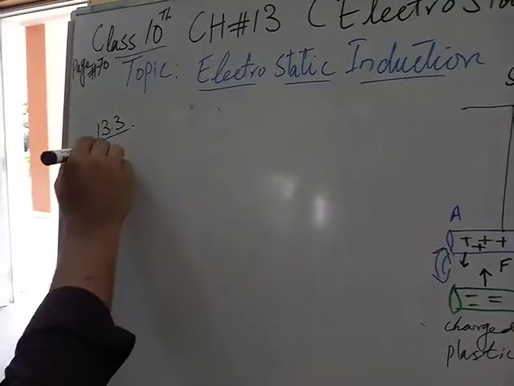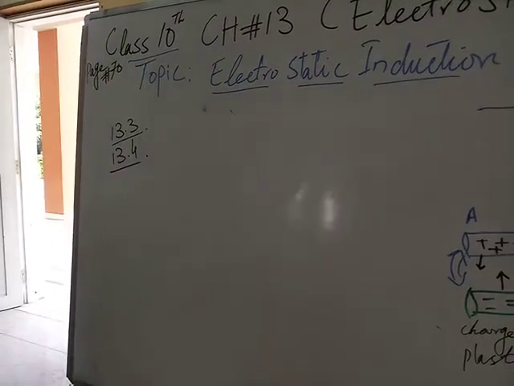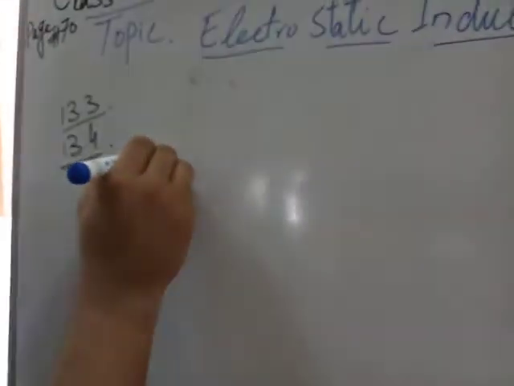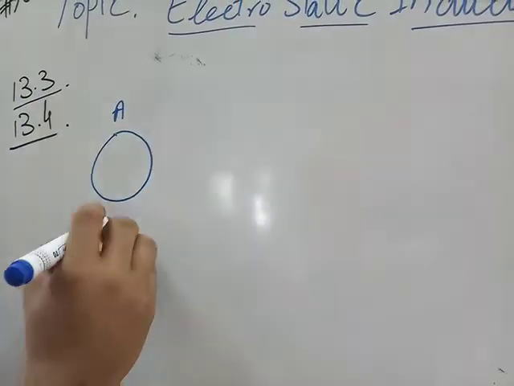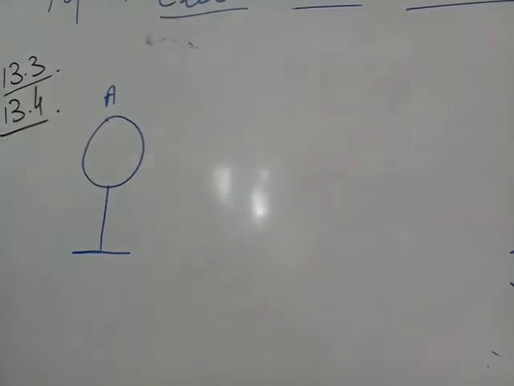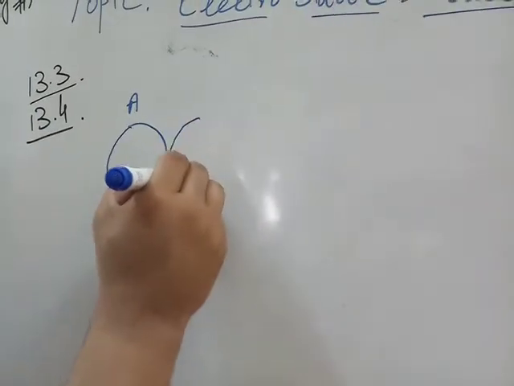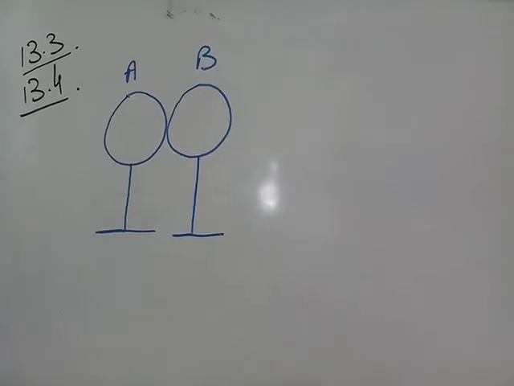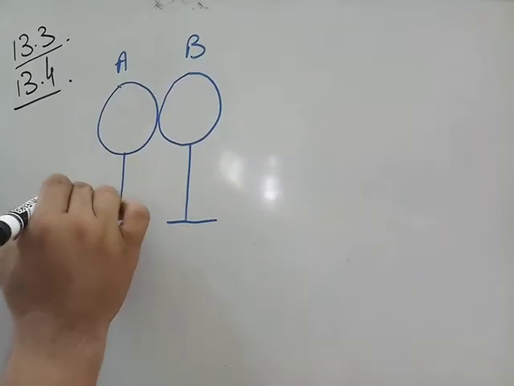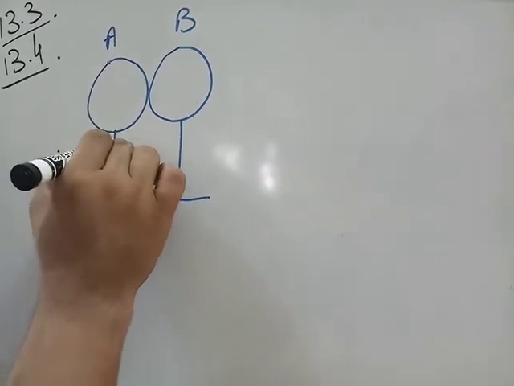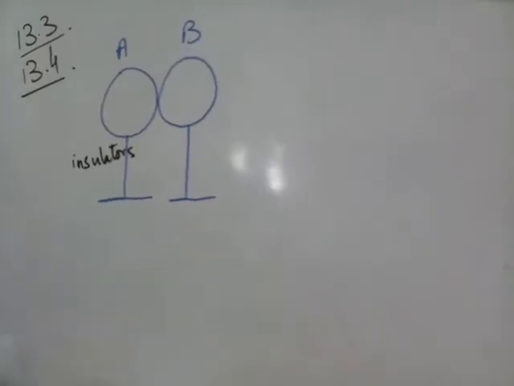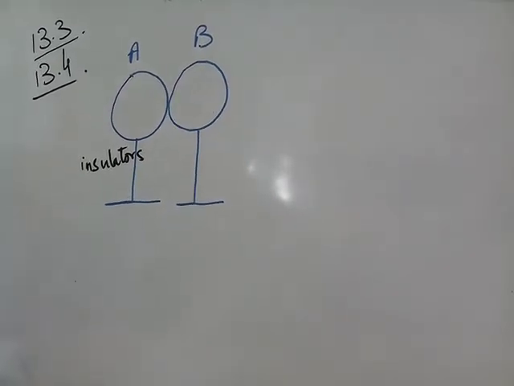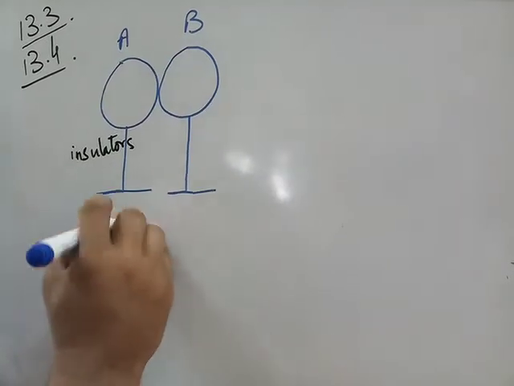Now we consider another activity, in which electrostatic induction is explained more. Let's suppose we have two spheres. This is sphere A with an insulator stand, and the other, sphere B, is also on an insulator. It means these are spheres and these stands are insulators. Initially sphere A and B are both neutral. This is diagram or figure 1.